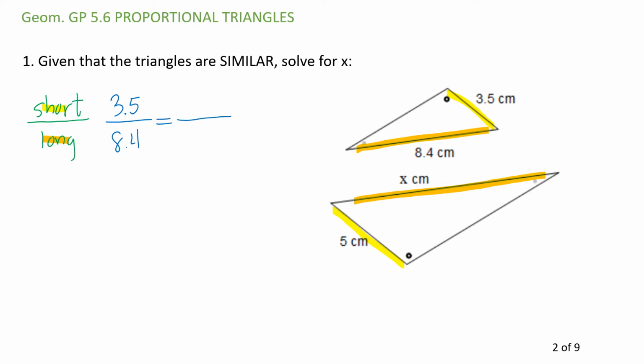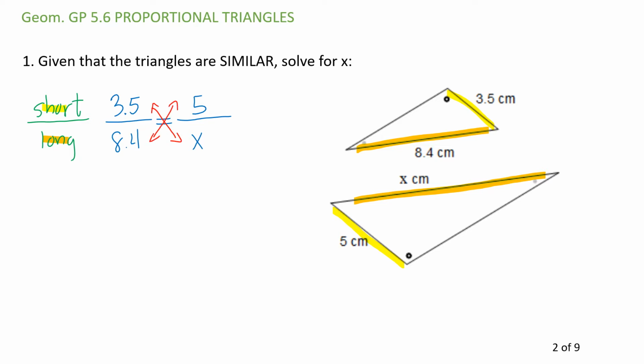Now I'm going to set up a proportion on the other side. As long as you're careful and don't get it twisted and say short is to long, you're going to be safe. So the short side is 5. The long side is, I don't know. I've set up my proportion. You know how to solve a proportion.